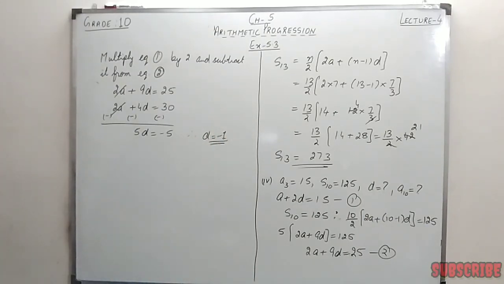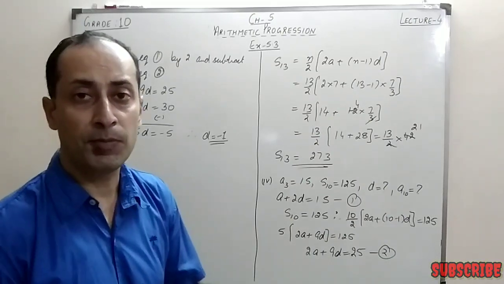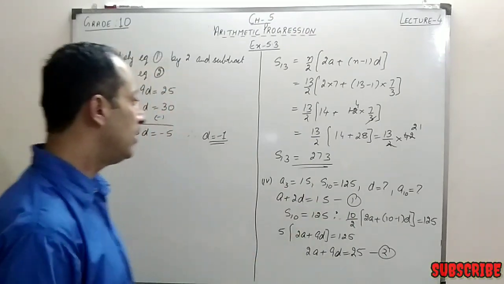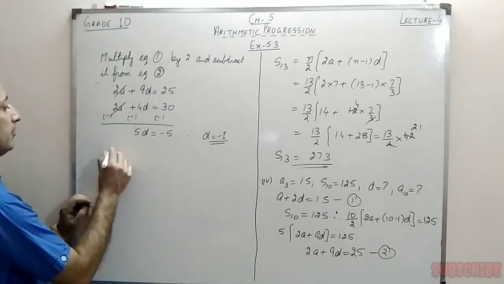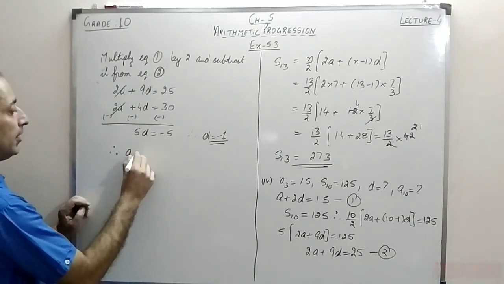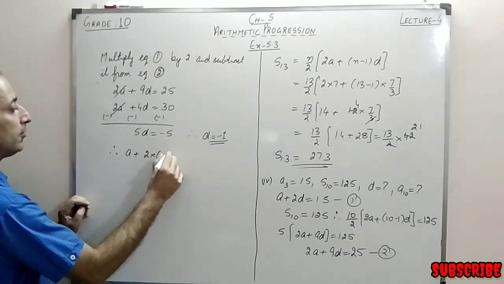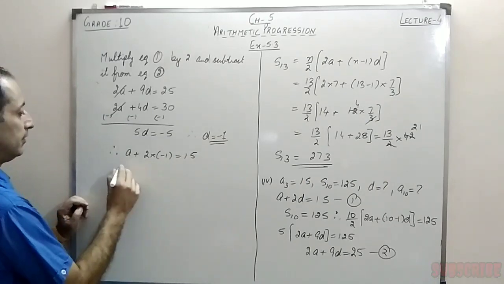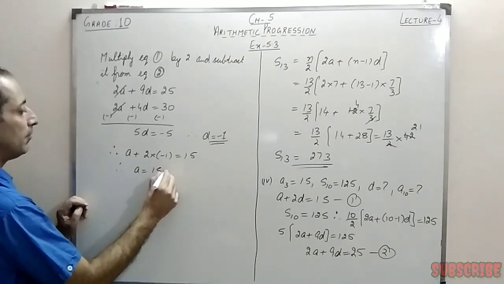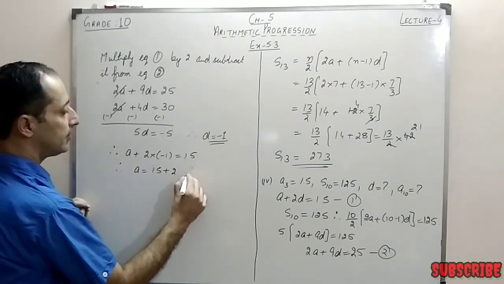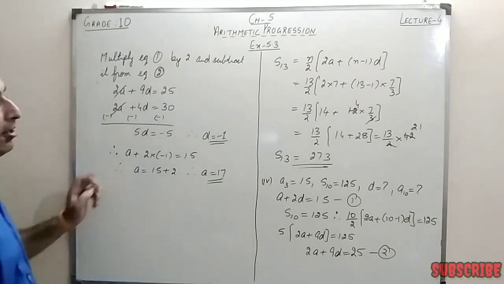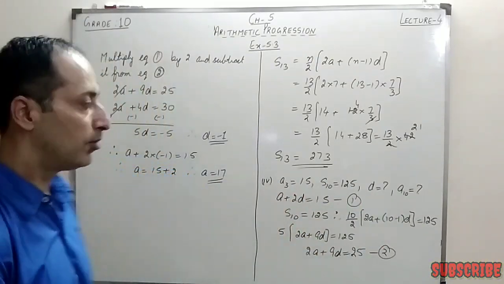Now what is the next thing? Obviously I will have to find the first term also, because if the first term is not given, I cannot find any other term. So I just put the value of d in the first equation. So I write therefore a plus 2 into minus 1 equals to 15. So a is equal to 15 plus 2. I get the first term as 17. Right? Now I can find the 10th term also of this AP.